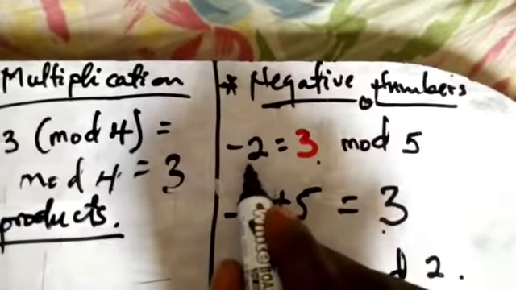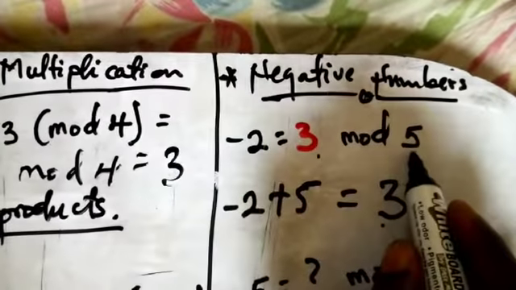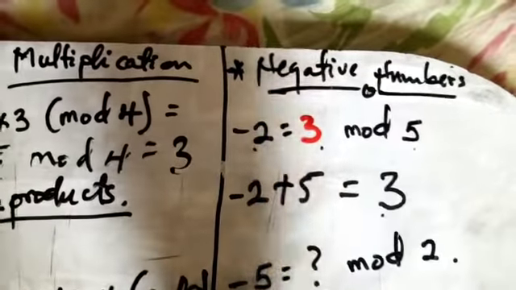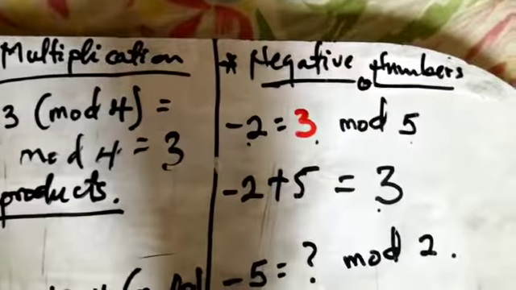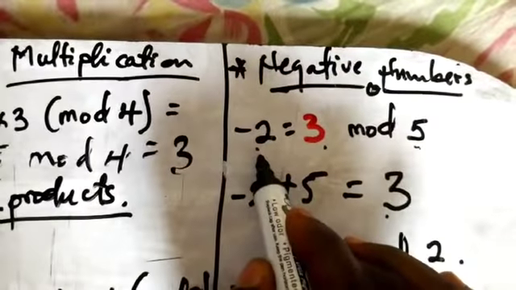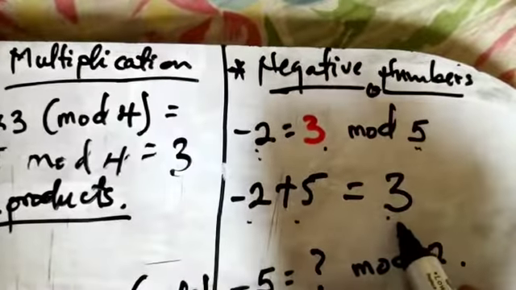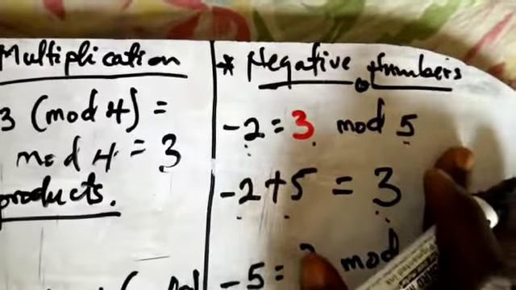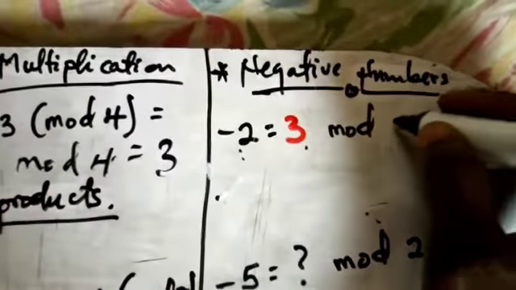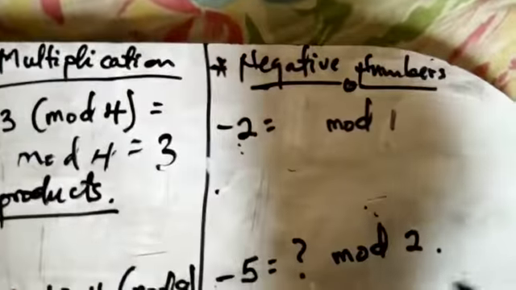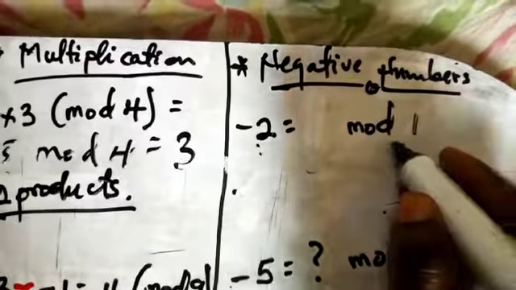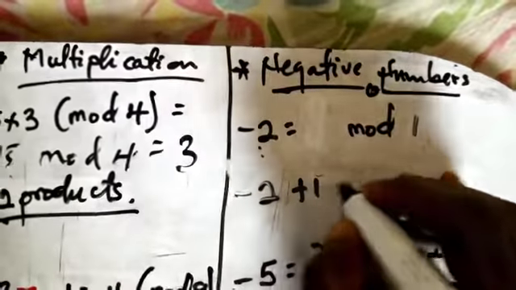So the rule says that when you're having a negative number, then add the modulo to that number until you get your first positive number. So pay attention, very carefully. We are adding this modulo 5 to the negative number being given over here, and that should give me 3. Now let's assume that here is 1. Suppose that this place is 1. So what I have to do is add the 1 here to the minus 2.